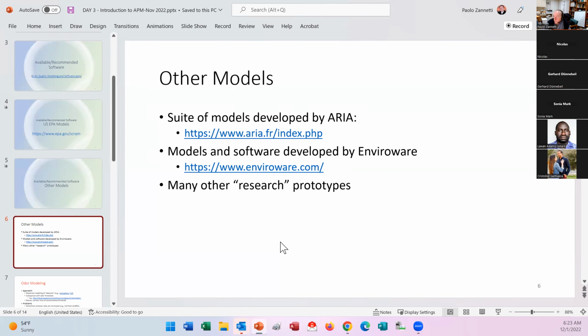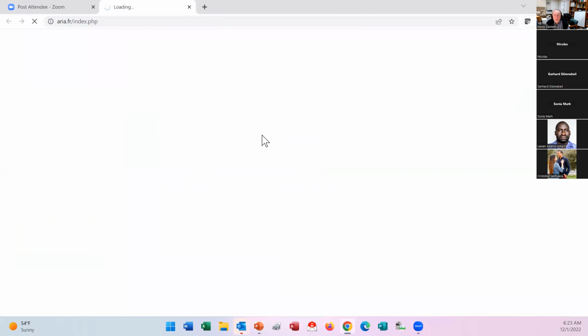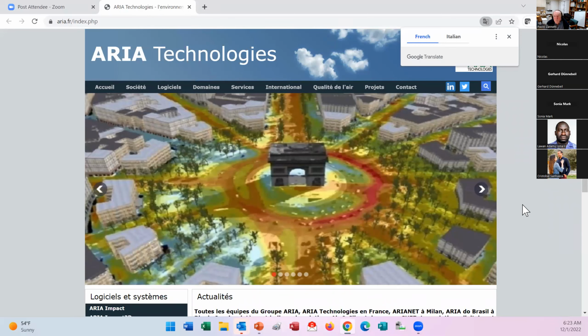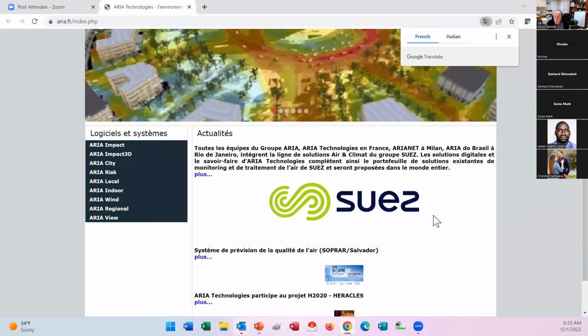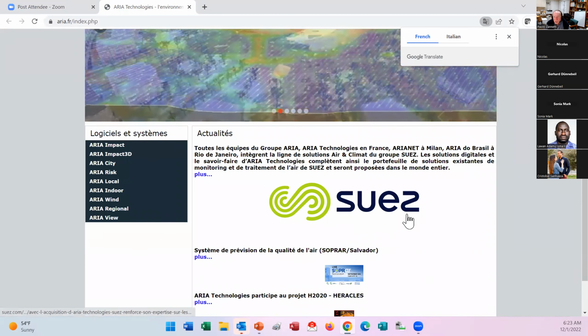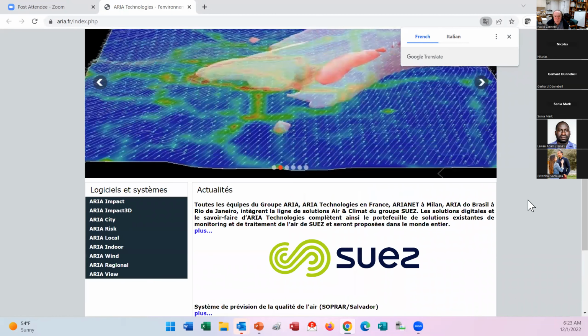So there are many pieces of software that you may consider in the future if you continue to work on air pollution problems. In particular, however, I want to mention the software of two companies. One is ARIA, a French company with offices in France and Italy, which has been recently purchased by Suez, which I believe is a Spanish company.